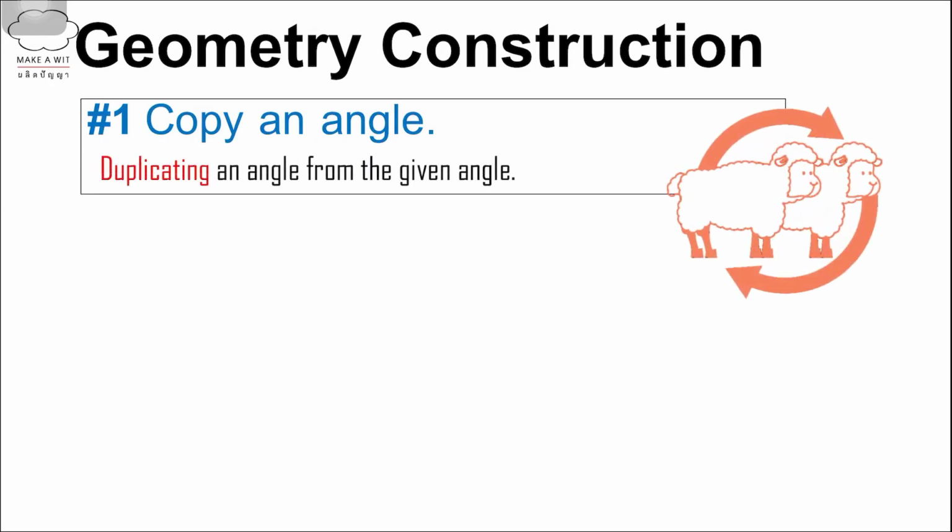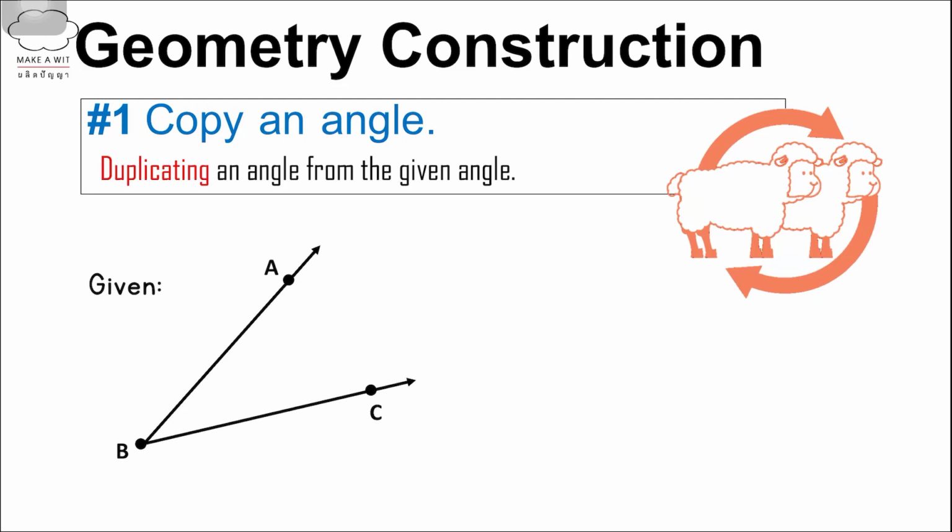Okay, let's start. Now, geometry construction number 1. Copy an angle. So you need to duplicate an angle from a given angle. So duplicate, copy, same thing, or clone, right? You make a copy of something exactly the same. So first one, you will have the given angle, angle A, B, C.